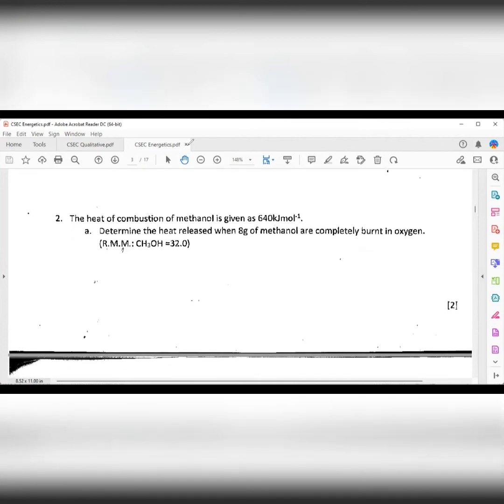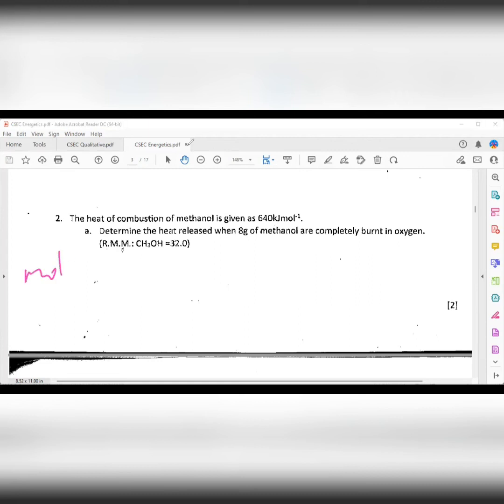Now look at question 2. It says the heat of combustion of methanol is given as 640 kilojoules per mole, which means that for every mole of methanol, 640 kilojoules is released. They're now asking you, determine the heat released when 8 grams of methanol are burnt in oxygen. This is pretty straightforward if you look at it. So you first need to convert the 8 grams of methanol to moles.